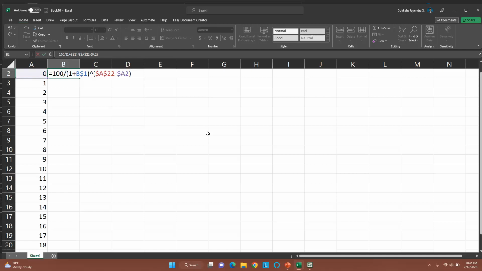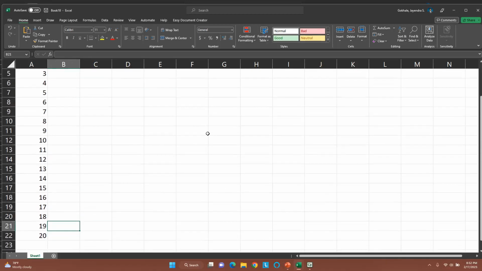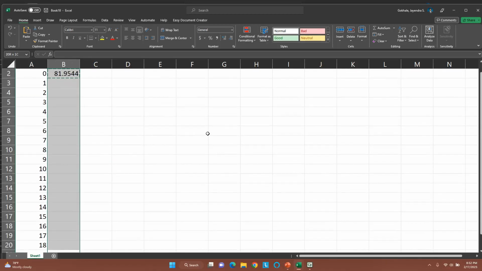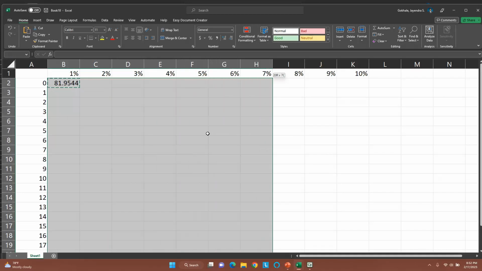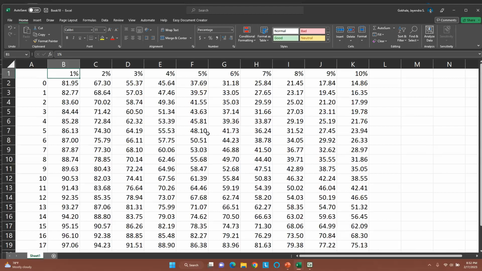and so what's happening is we are trying to discount it. $100 is available at the end of the 20th year. What is its present value today? And that is 81.95, and all we need to do now is just use it for all the years and all the rates. Shift Control 1. What is this giving us?